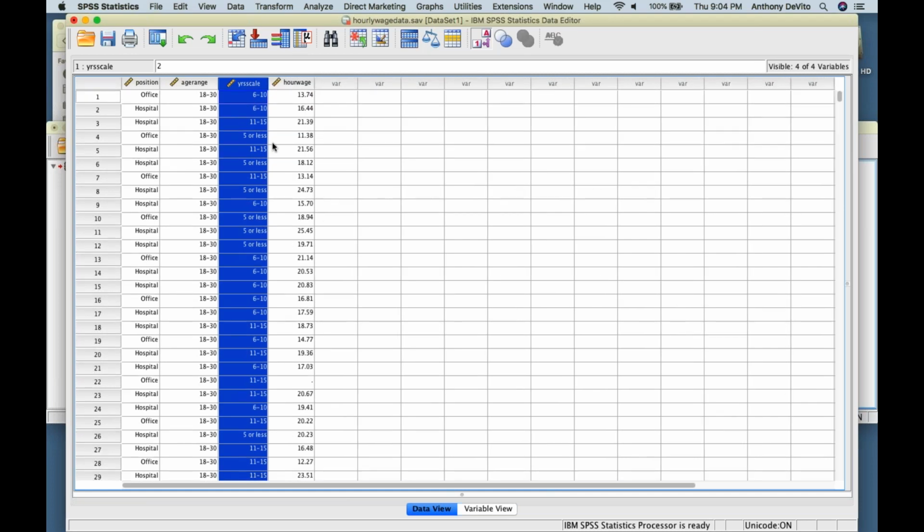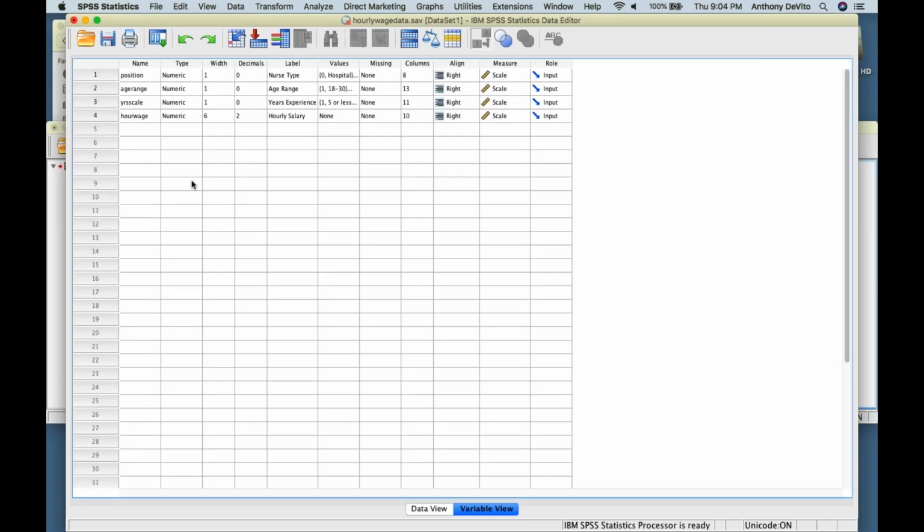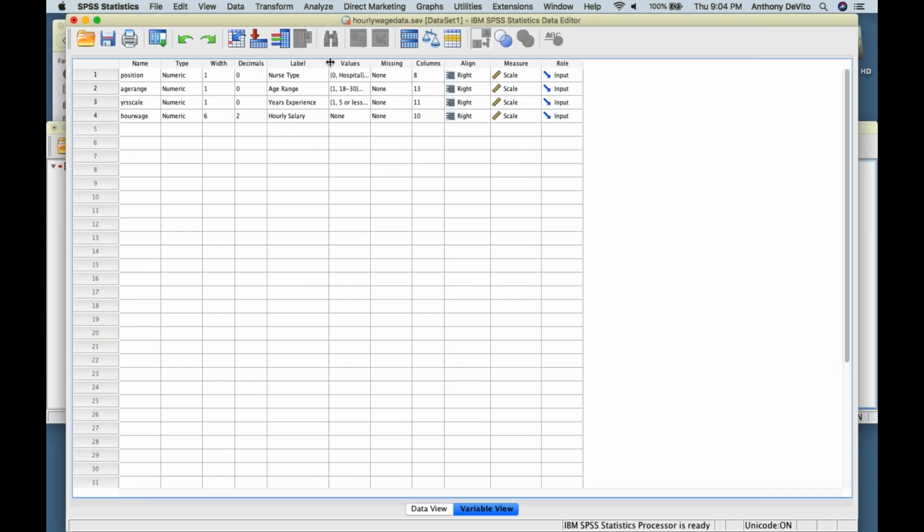So it looks to me like we can do a lot of stuff with this. We can evaluate if there's a relationship, if there's an association between the type of position that these people have. Let's go to variable view, type of position that each person has. And let's see, oh, they're all nurses. Some of them are office nurses, some of them are hospital nurses, I presume doctors' offices. We're looking at their age ranges, their years of experience, and their hourly salary, and we're comparing them.